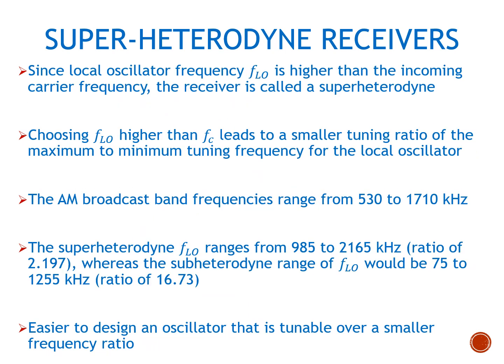So finally, we now discuss why this particular design is used for the receiver. Now, since the local oscillator FLO is higher than the incoming carrier frequency, the receiver is called a super heterodyne receiver. This is the main reason for calling it a super heterodyne. If we choose FLO higher than FC, the incoming carrier frequency, the tuning ratio of the maximum to minimum frequency for the local oscillator becomes small.